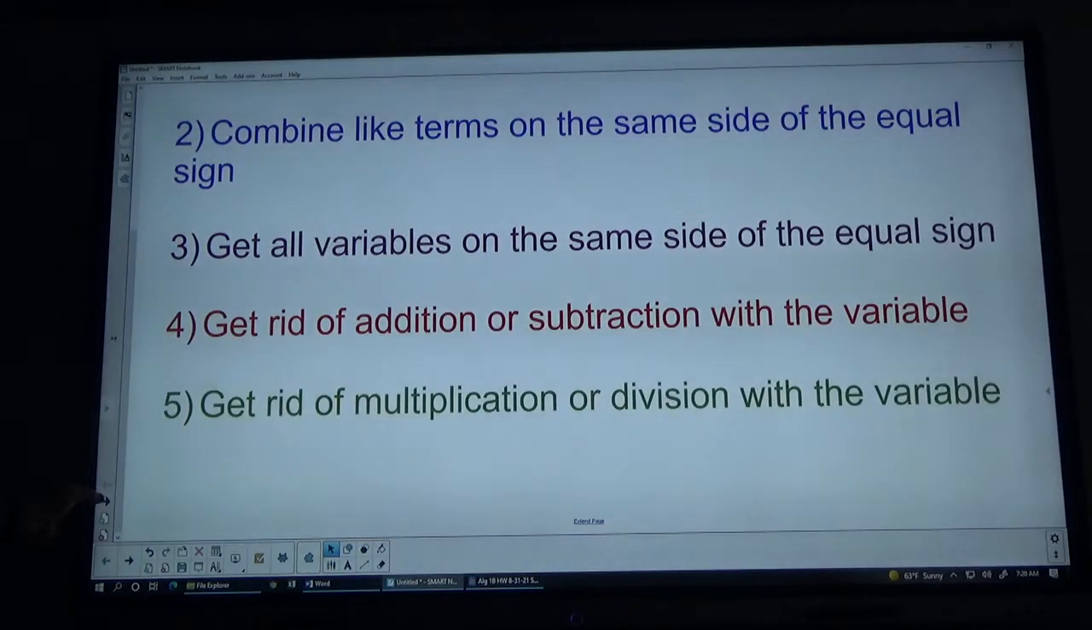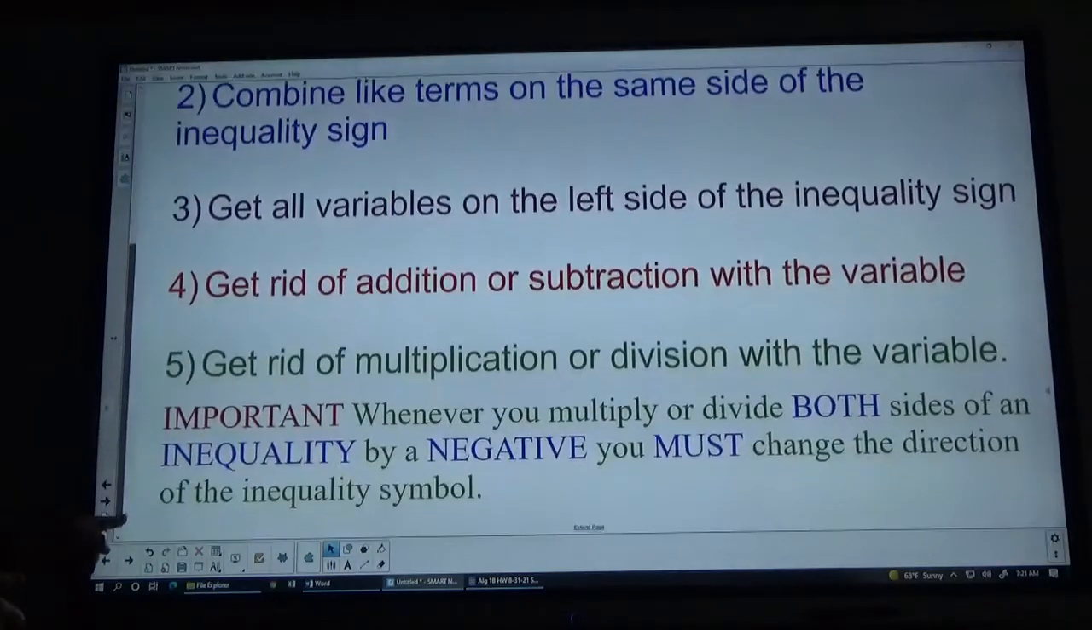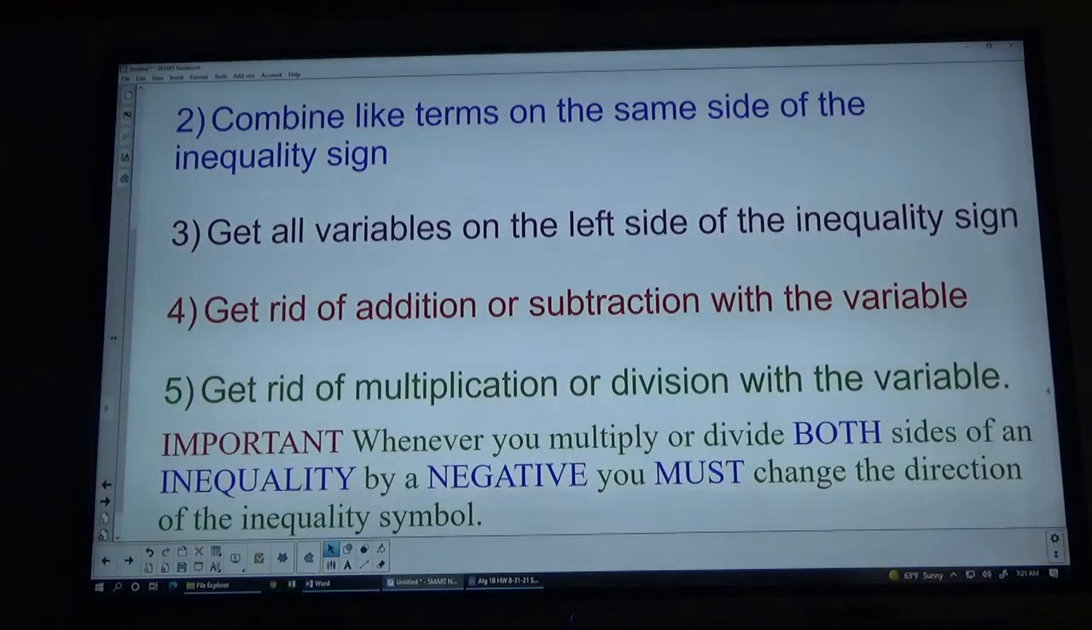Now, today what we're going to do is solve inequalities, linear inequalities. Again, it's almost the exact same steps. There's only two little changes. First is distribute, as we did before. The next is to combine like terms on the same side of the inequality sign. Then get all the variables on the left side of the inequality sign. That is the easiest way to read an inequality. Get rid of addition or subtraction with the variable, and finally get rid of multiplication or division with the variable.